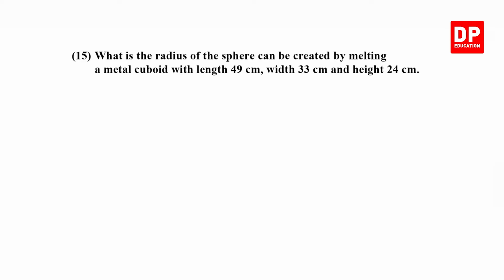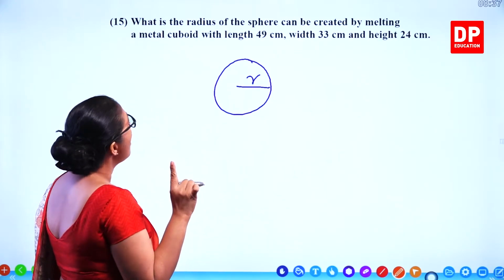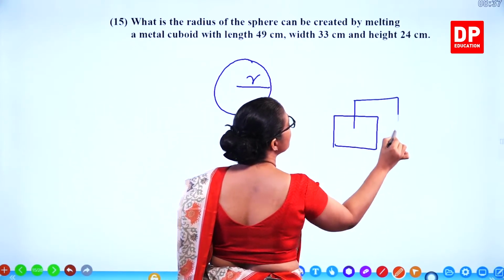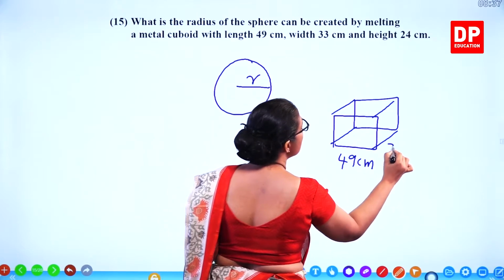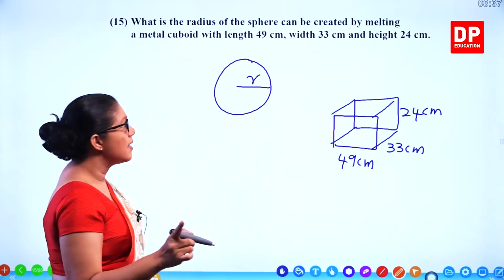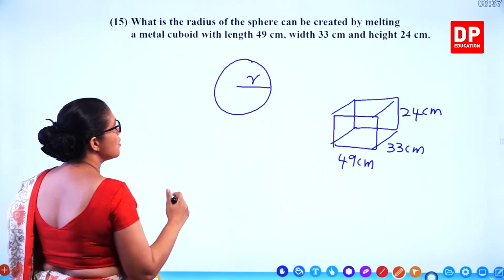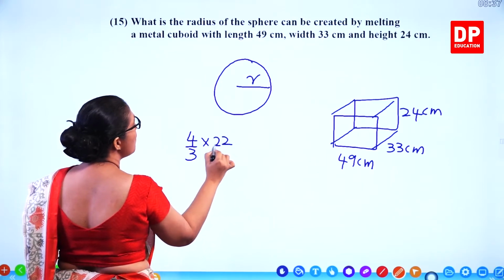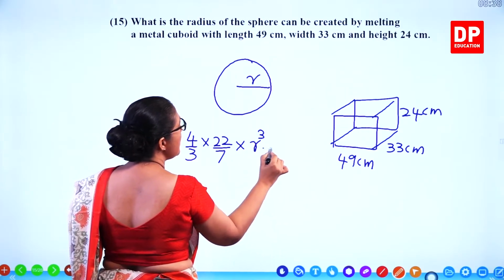Question number 15. What is the radius of the sphere that can be created by melting a metal cuboid with length 49 centimeters, width 33 centimeters and height 24 centimeters? So that means the volume of the cuboid is equal to the volume of the sphere. So you can equate. Volume of the sphere, that's 4 over 3 pi, that's 22 over 7, into r cube.